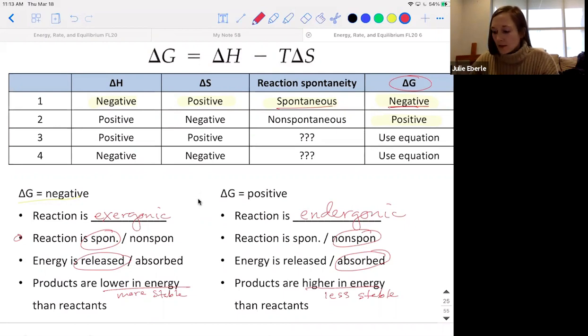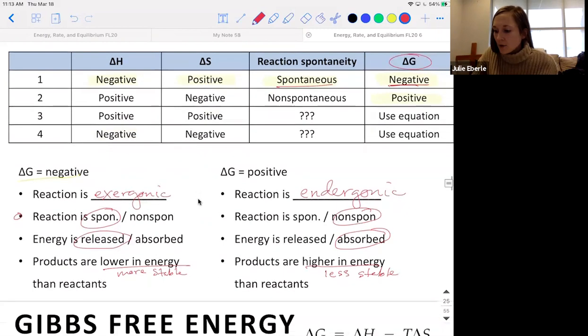All right, so remember these key terms when it comes to delta G. And then rows 3 and 4, we're actually going to do some practice problems with those scenarios where we have to plug everything into the equation and see what our delta G comes out to be. If it's positive, the reaction's non-spontaneous. If delta G is negative, the reaction is spontaneous.